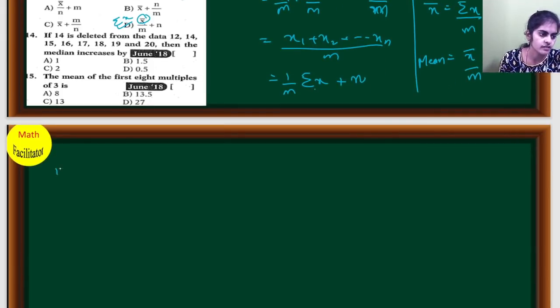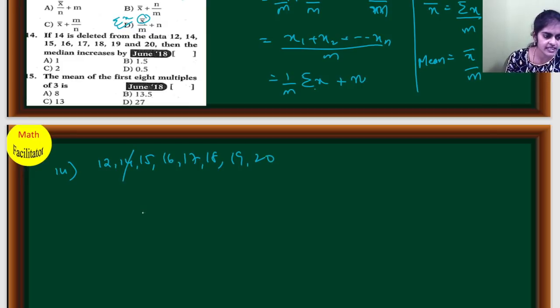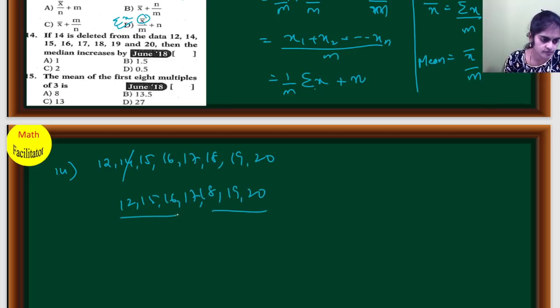Now the next one, the 14th one: if 14 is deleted from the data, then the median increases by how much? So let me write this as 12, 14, 15, 16, 17, 18, 19, 20. So 14 is deleted. So you have only 12, 15, 16, 17, 18, 19, 20. So median is how much? Median is 17. Here median was how much? Median was 16.5. So median will increase by 0.5.